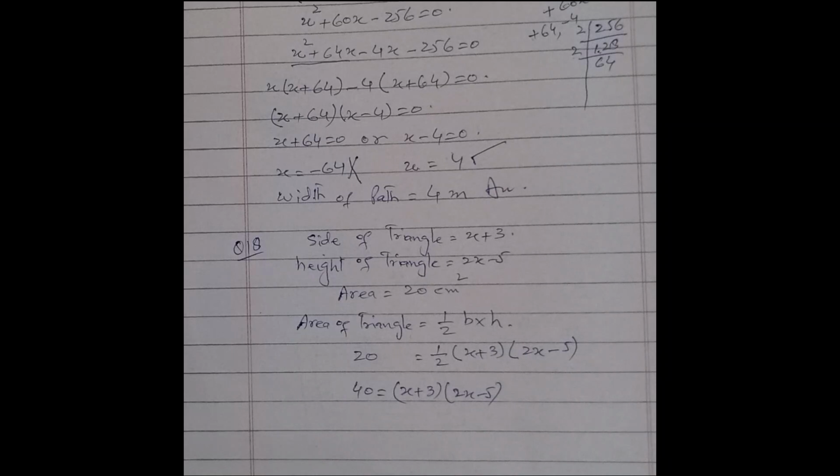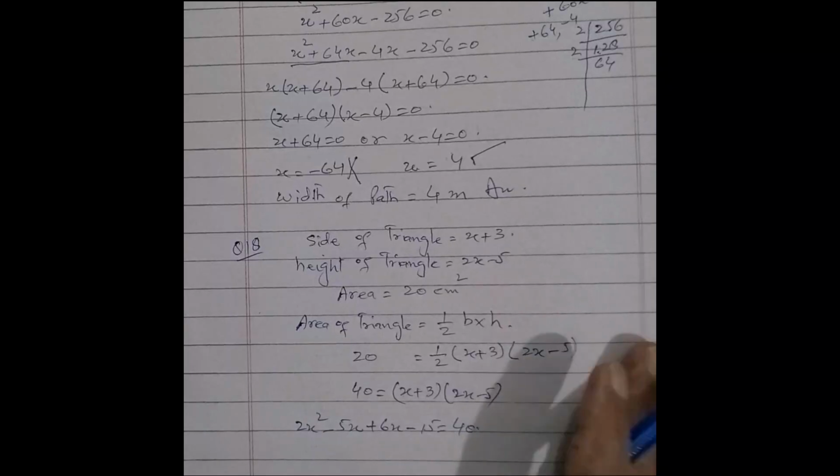So we first convert it into a standard quadratic equation, which is to multiply these two values. x multiplied by 2x is 2x square, x multiplied by 5 is minus 5x, 3 multiplied by 2x is plus 6x, plus 3 multiplied by minus 5 is minus 15, equal to 40.